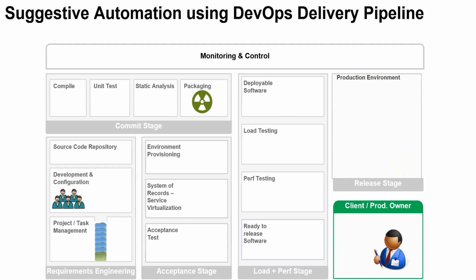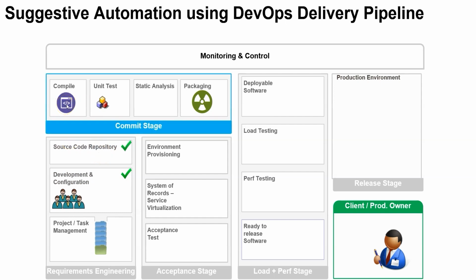Now let's see a little bit of animation. How does it work? I'm going to quickly explain with animation. First, requirements go to the software development team, and they build the code and push it into the source code repository. Once it is there in the source code repository, it will go to the compilation stage.